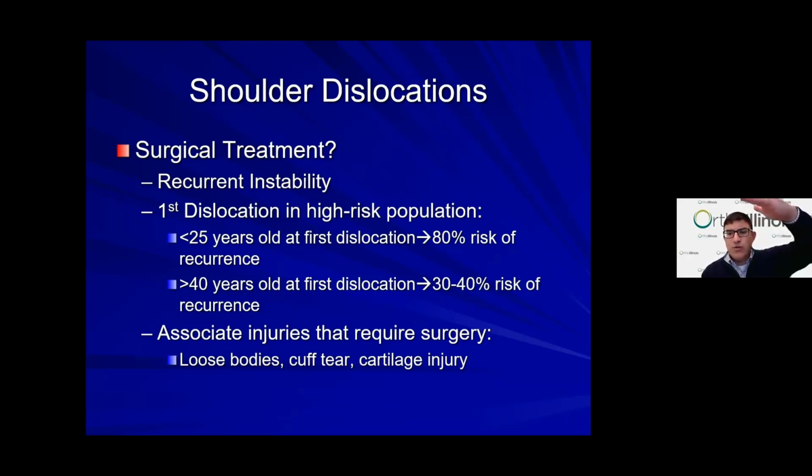So a 20-year-old's chance of that shoulder dislocating again is very high. At 30, it goes down, 40, it goes down, 50, it goes down. But unfortunately, as we get older, the chance of hurting something else when it pops out goes higher. Fewer people dislocate their shoulder when they're 50 than they do when they're 20, often because we're not as active.